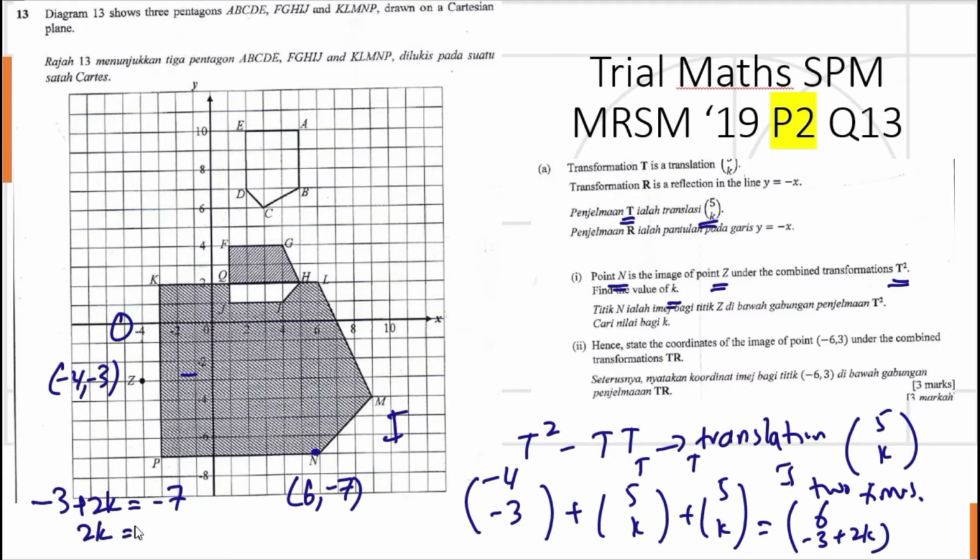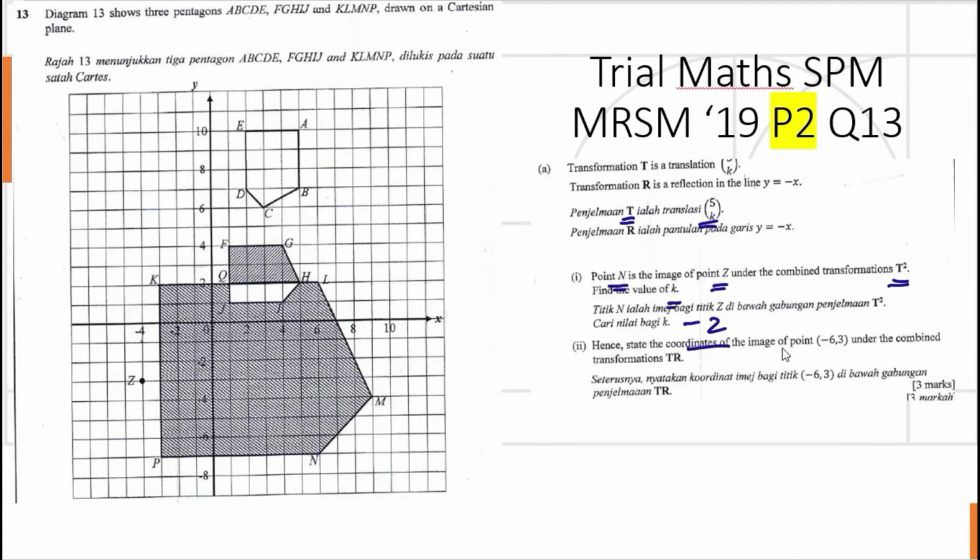2K is equal to negative 7, so we bring 3 to the right. We get plus 3, equal to negative 4. So K is equal to negative 4 divided by 2, which is negative 2. So K is negative 2.